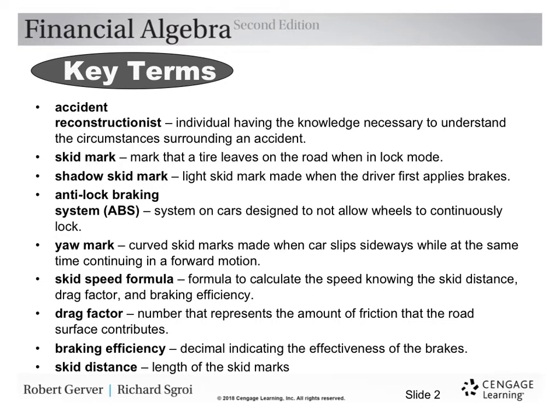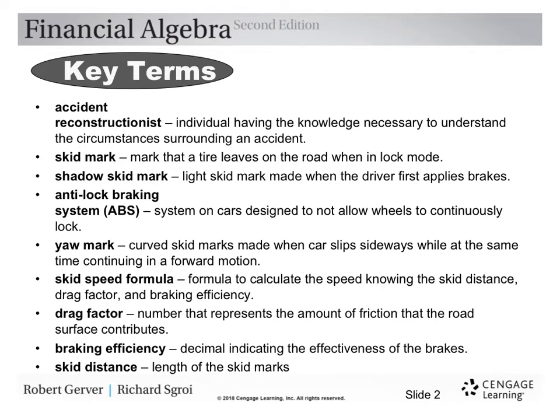Anti-lock braking system. This is a system on cars designed to not allow wheels to continuously lock. It locks them, releases, locks them, releases, locks them, releases, and that affects what the skid mark looks like. The yaw mark. This is a curved skid mark made when cars slip sideways while at the same time continuing in a forward motion. So this would be a curved skid mark, basically, instead of a straight skid mark.